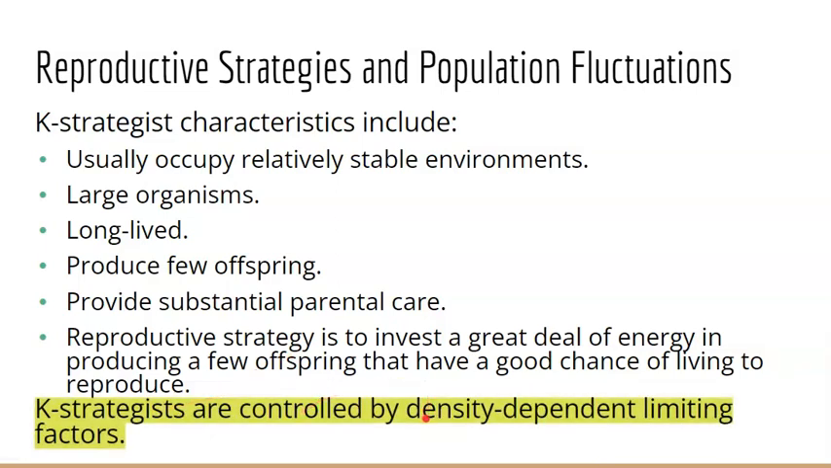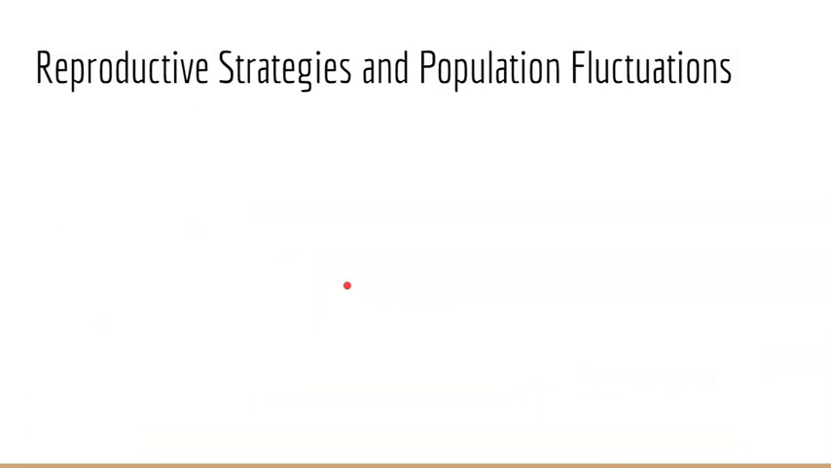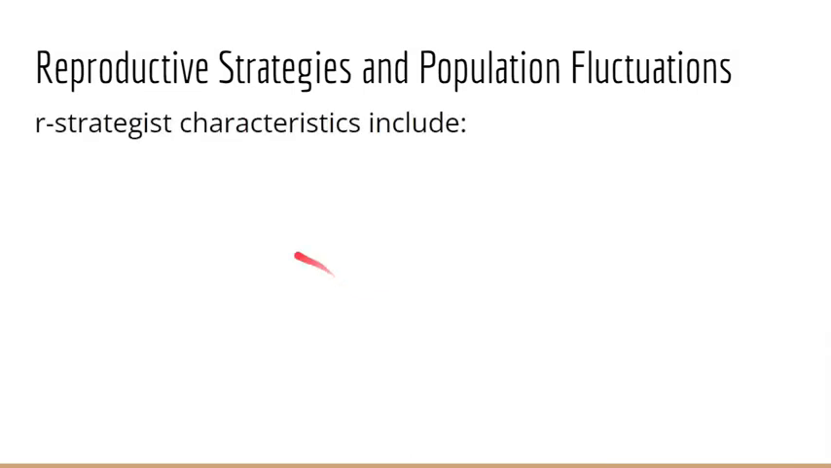They are controlled by density-dependent limiting factors. So when we looked at those density-independent versus density-dependent, K strategists tend to be more influenced and controlled by density-dependent limiting factors. So how big that population is and how close they live together is going to influence how much they can survive with those limiting factors.